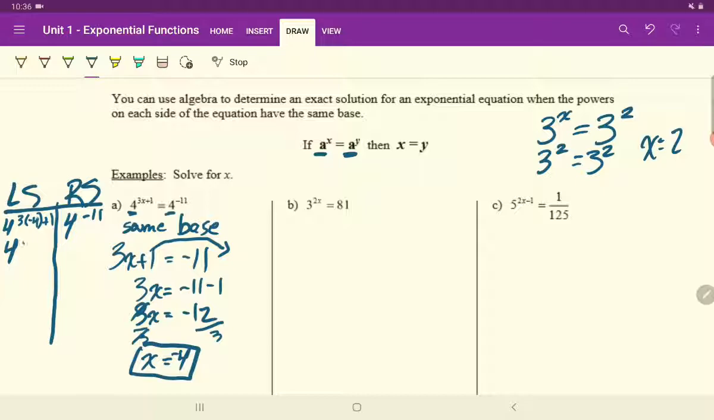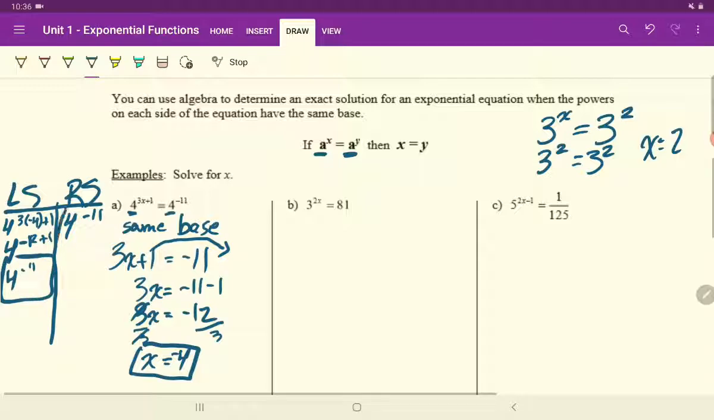Three times negative 4 is negative 12, plus 1, which is in fact 4 to the power of negative 11. So you can see it checks out. Left side does equal right side. That means I found the proper solution for x. It's x equals negative 4.